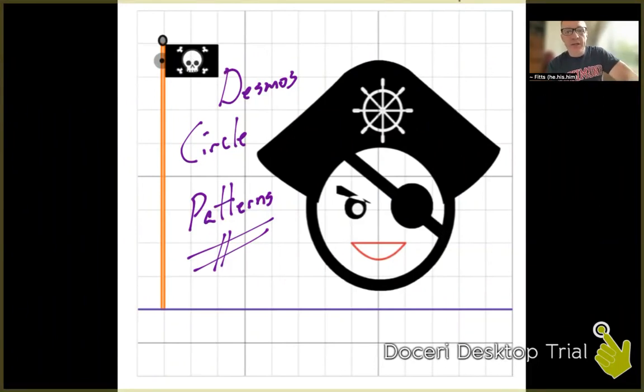Fitz. So I just wanted to make a video on the Desmos circle patterns activity and specifically this one problem that came up on the activity. And I wanted to show you some strategies.